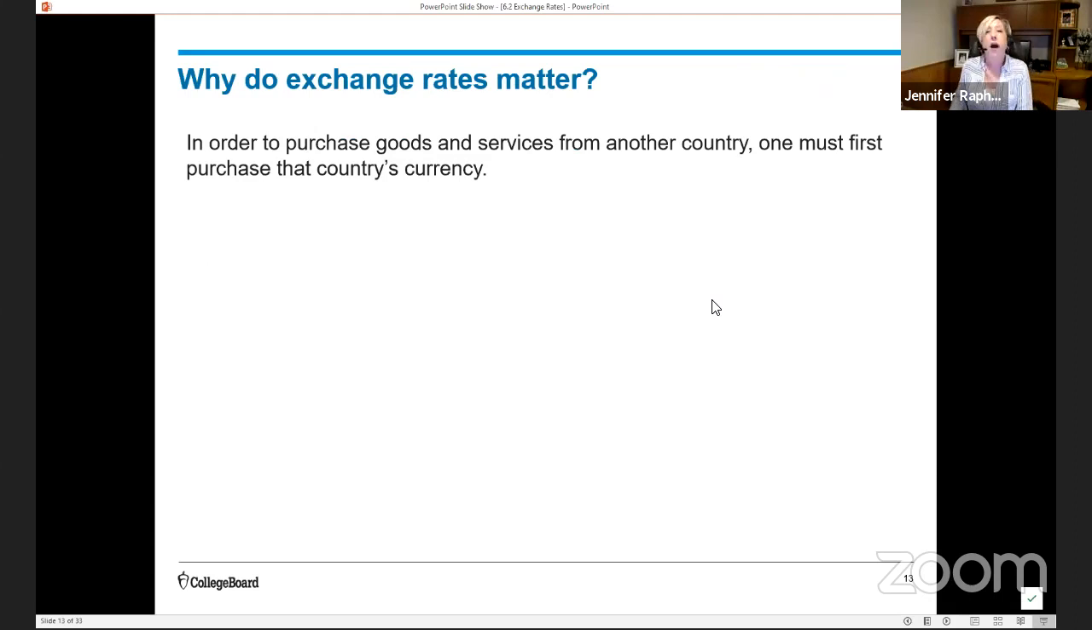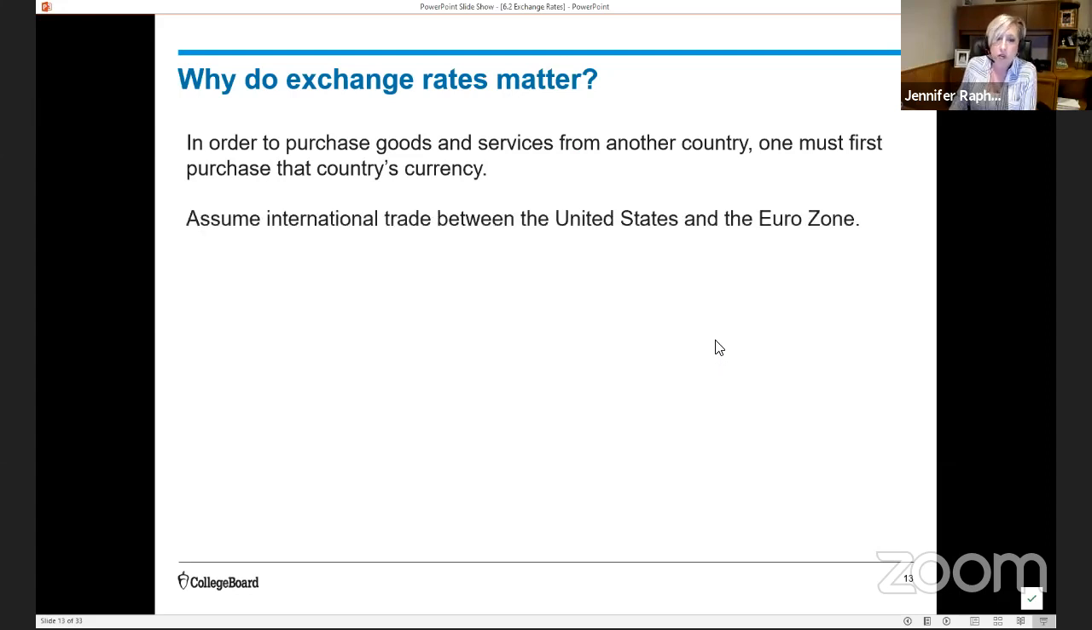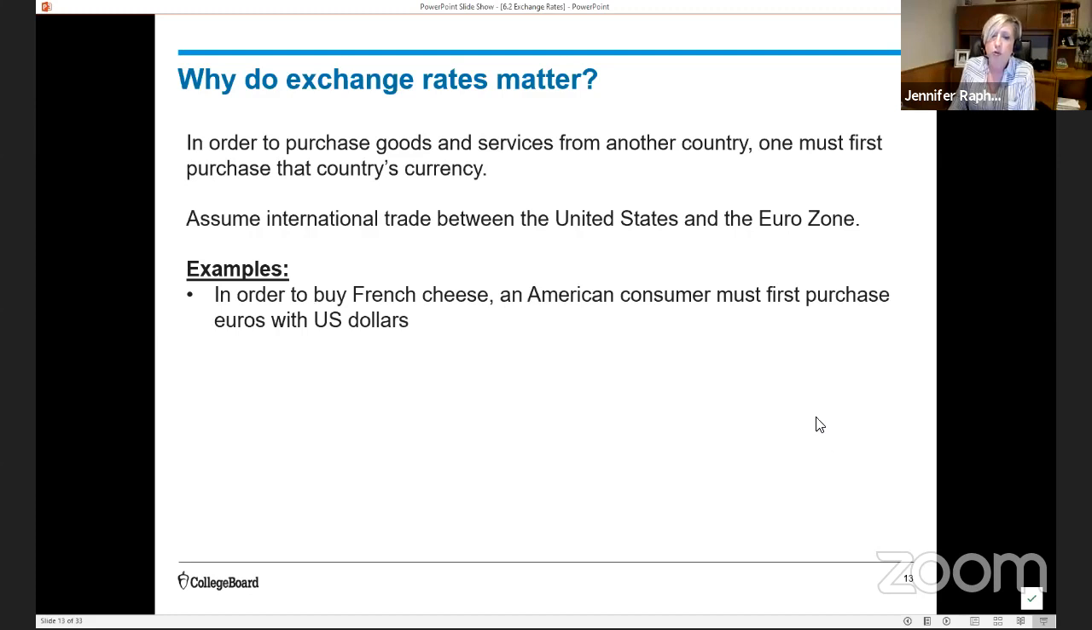All right, so now why do exchange rates even matter? Well, in order to purchase goods and services from another country, you have to buy that country's currency first. So assume that there's international trade between the United States and the Eurozone. All of these would be examples of purchases that are influenced by exchange rates. In order to buy French cheese, an American consumer first would have to buy euros with US dollars, because the producer of French cheese doesn't do business in dollars, they do business in euros. So if we want to purchase cheese from them, we have to buy euros first.